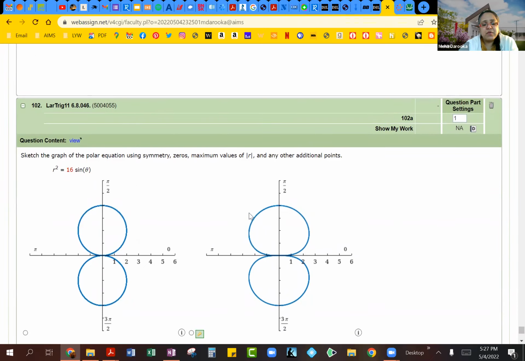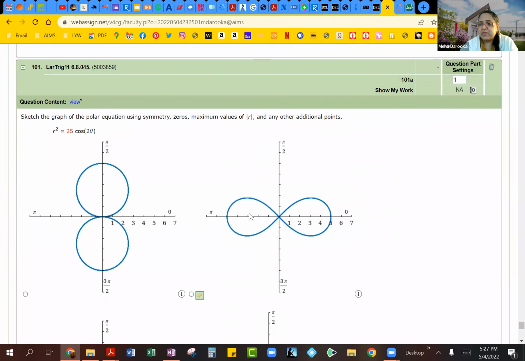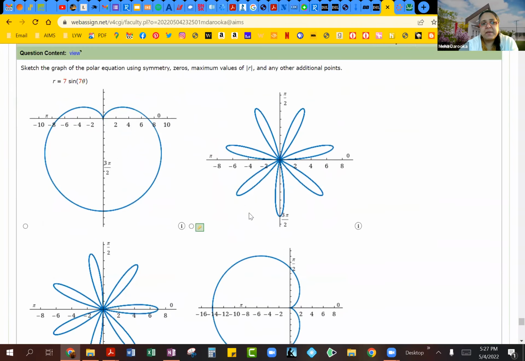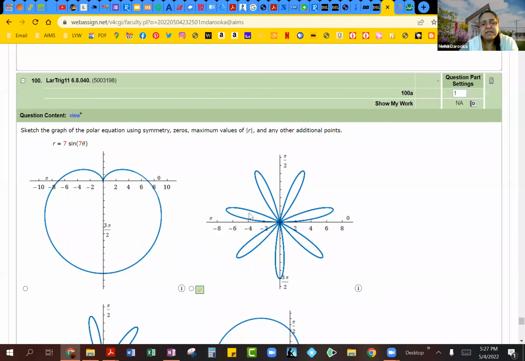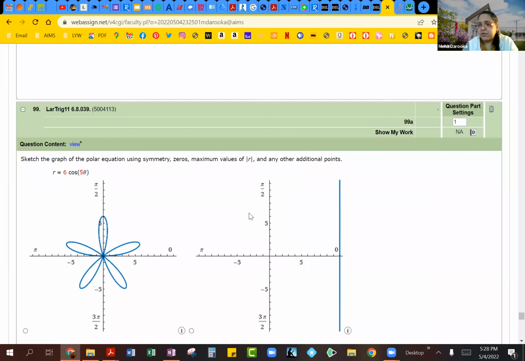So you can see even here from 6.8, you've got your lemniscate over here. So this is r squared equals 16 sine theta. This one is r squared equals 25 cosine 2 theta. So again, you're seeing multiple examples of the same thing. This one was a rose curve example here. This one also is a rose curve example here. So you will see multiple questions for the same type of question in the practice.